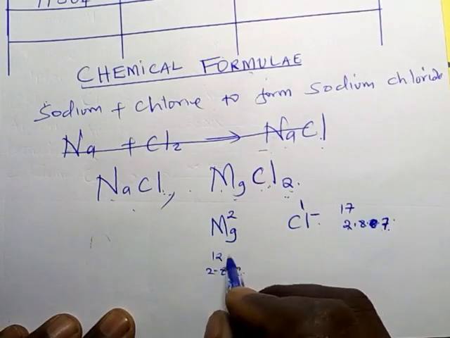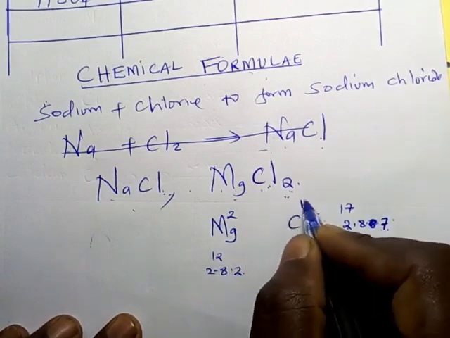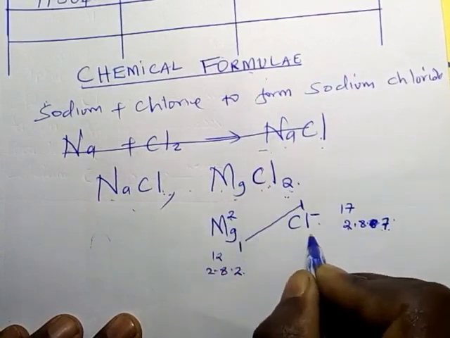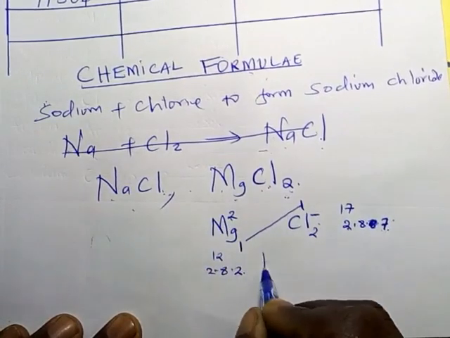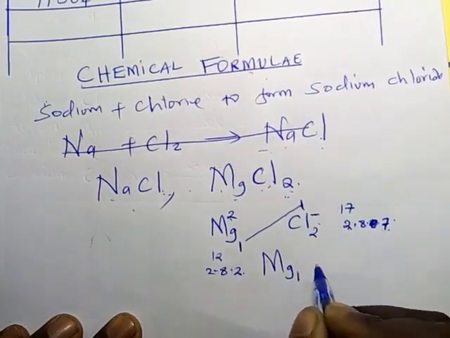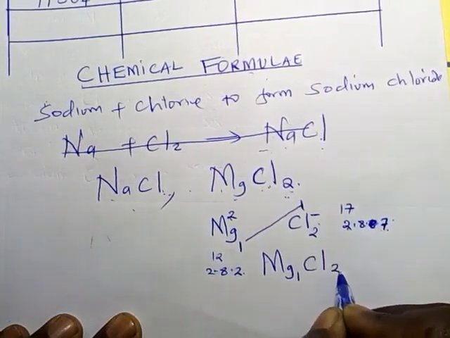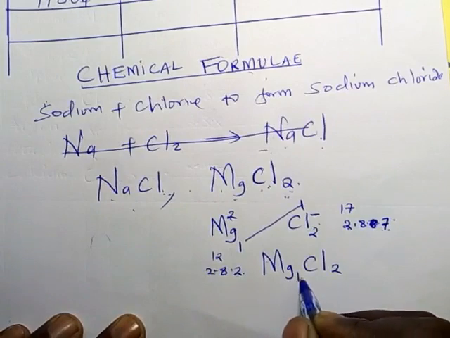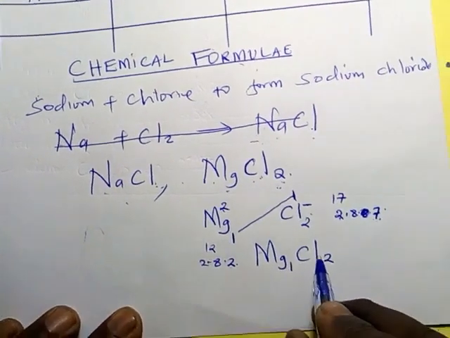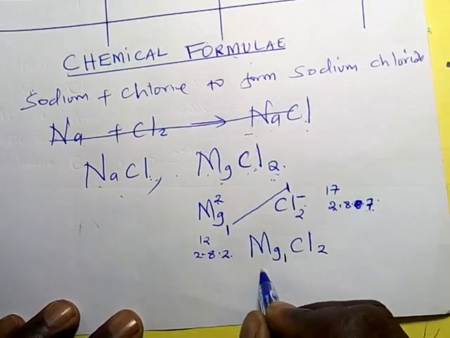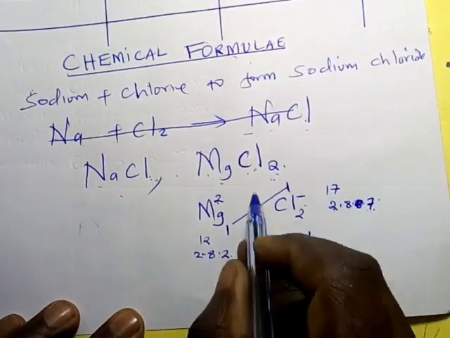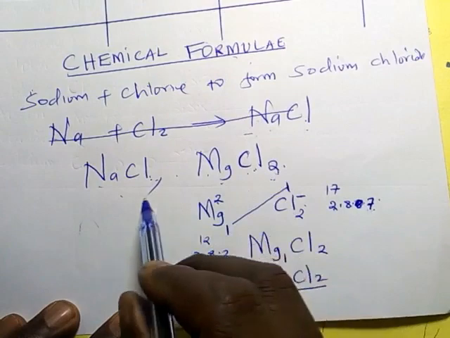So what happens during a chemical reaction? They interchange the valences. So this one comes here, 1, and this one comes here. And so therefore we have magnesium 1, chloride 2. But for 1, we don't put it there. We assume it is there, but we just remove it. Therefore, the final product we have is magnesium chloride. And that's why magnesium chloride is written with 2, and this one is not.